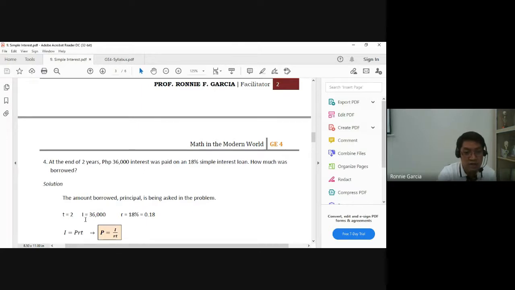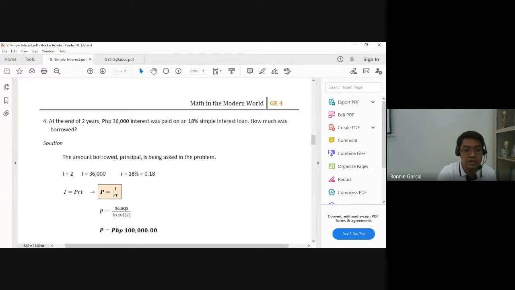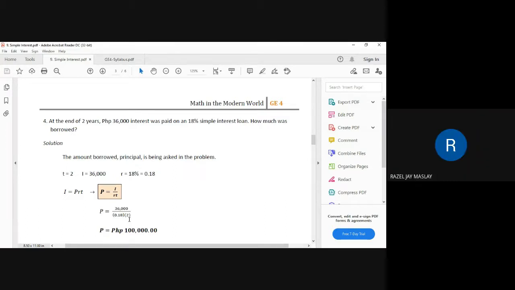So kung naa kay na-substitute na, ang P na lang imuhang ipangita. So you can divide 36,000 divided by the product of 0.18 times 2. Therefore, pila iyang gihiram. You verify kay para mahibal-an ninyo kung 100,000 ba jud ang result. Because nobody said 100,000. Wala nakakuha og tamang answer.